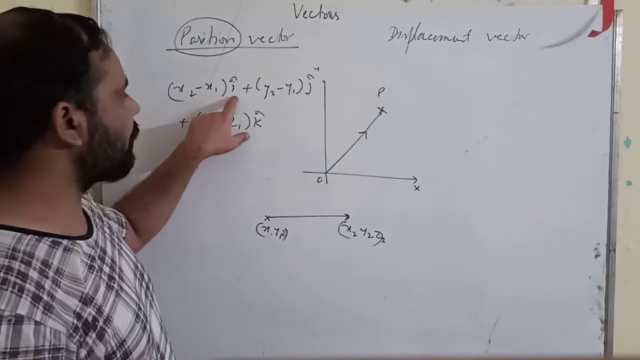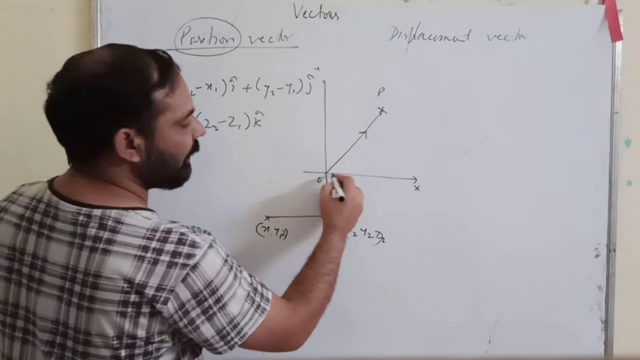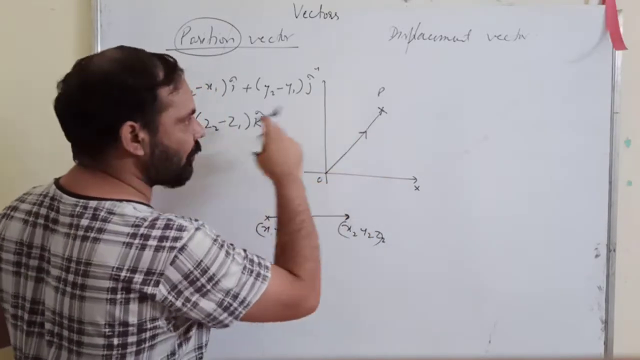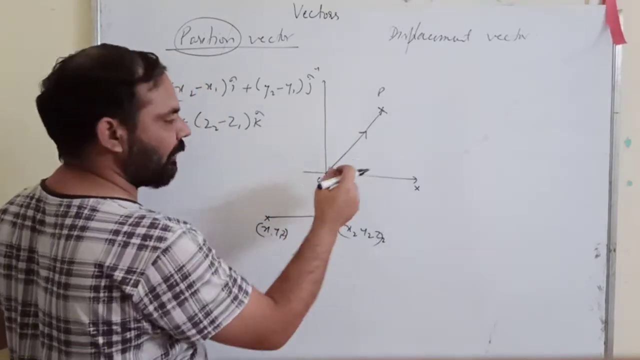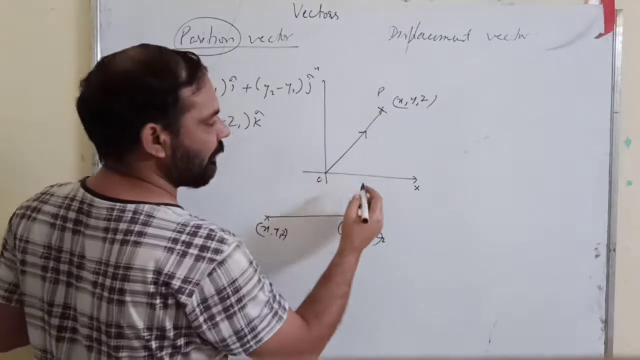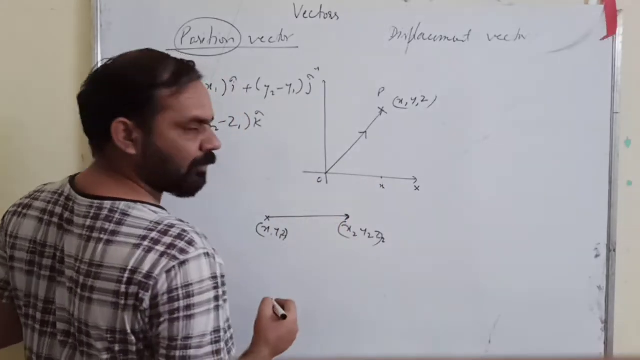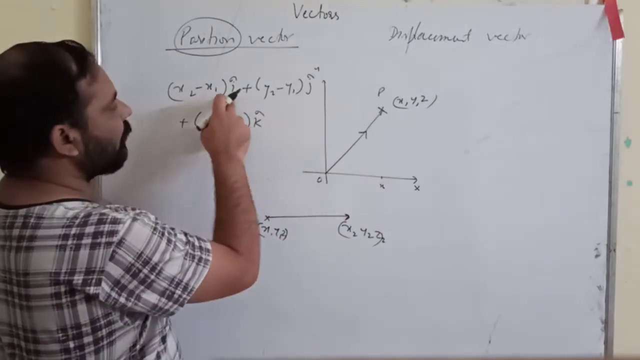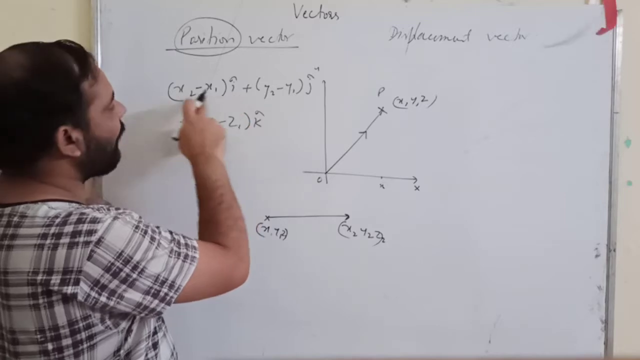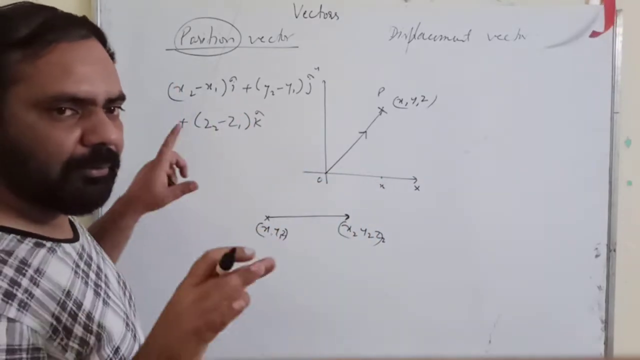So (x2 minus x1) i cap, because x2 minus x1 will be along the direction of x. These are x coordinates, so they will be where you mark the point x. Suppose you have x, y, z. Where you mark x, you find where x is on the x-axis. So you will move in the direction of i cap. How much distance? x2 minus x1. This is the way to write the vector.